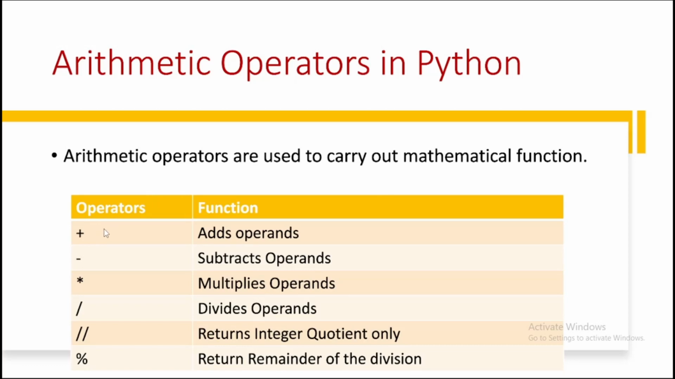Arithmetic operators are used to carry out mathematical functions. They are plus, which adds the given operands, that is the 2 numbers or anything that are given on either side of this operator; minus, which subtracts the operands; multiplication, which multiplies the operands; and division, which divides the operands. This symbol that you can see is double division because it returns the integer only after the division. And this is the modulus operator, which is used to give the remainder of the division.